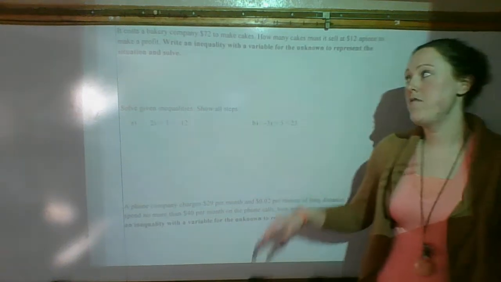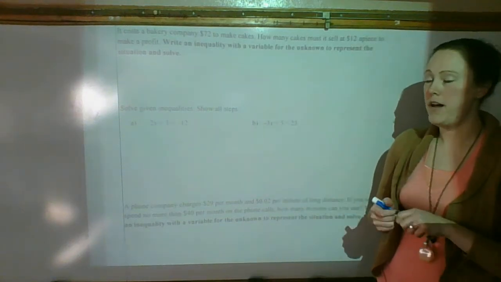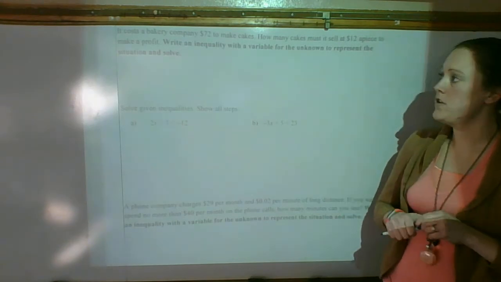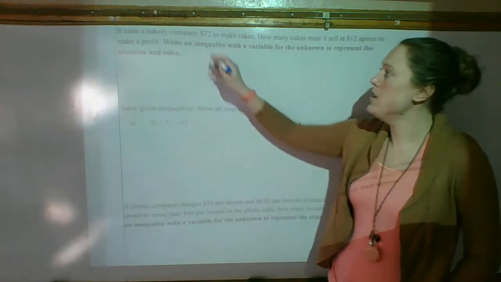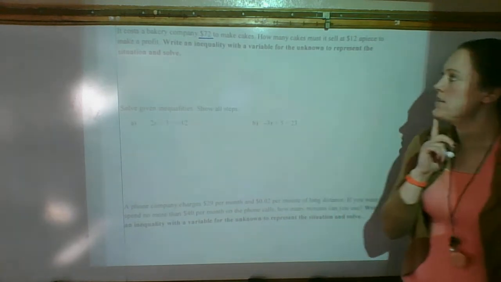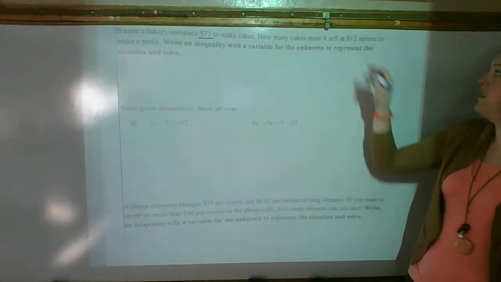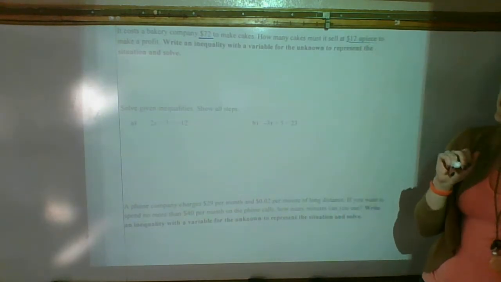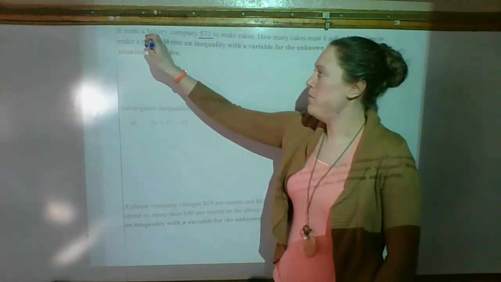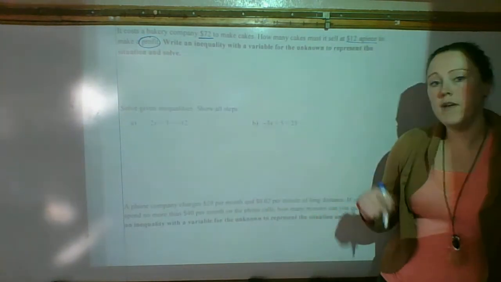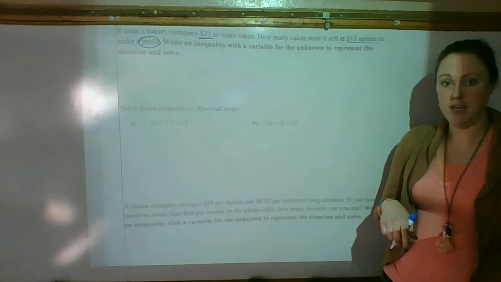Okay, and now we have the word problems, guys. So go ahead and go down to the bottom part of your notes. Our first question says, it costs the bakery company $72 to make cakes. How many cakes must it sell at $12 every piece to make a profit? Profit being the big word here. So I want to make more money than what I'm spending to make the cake.